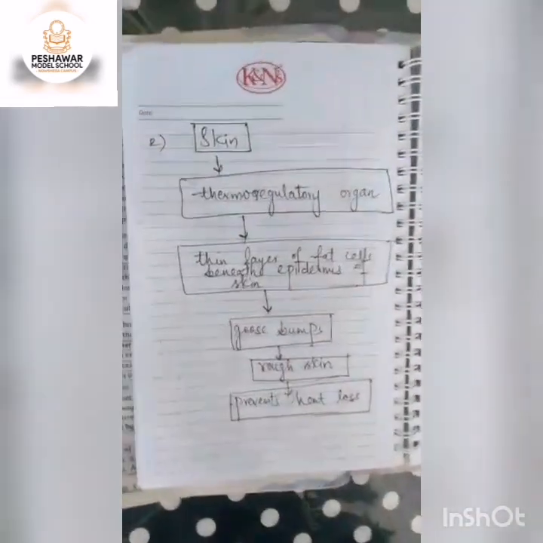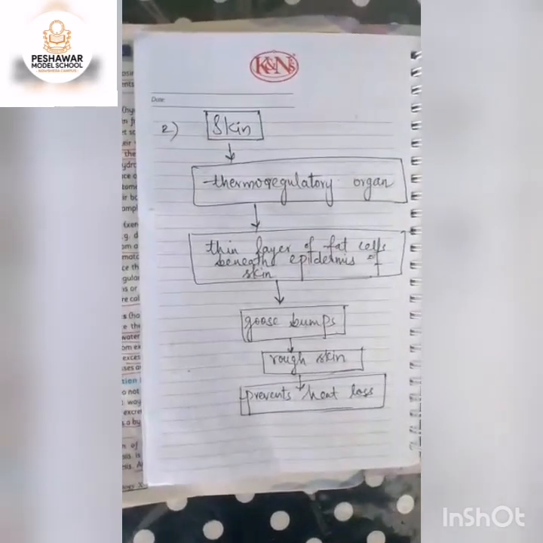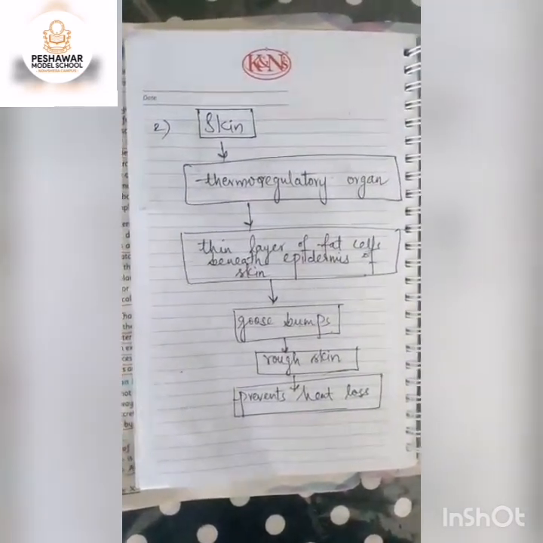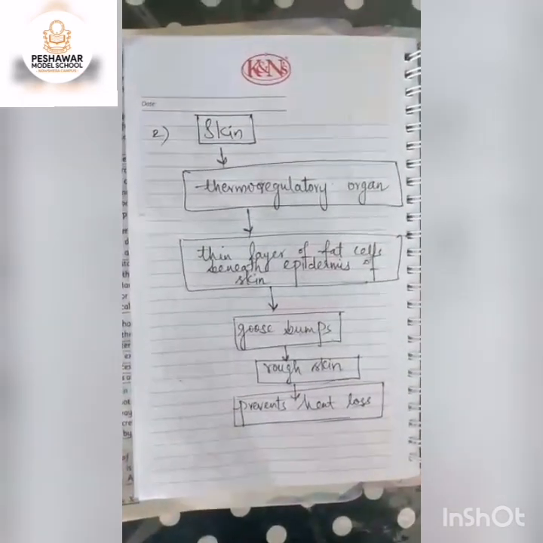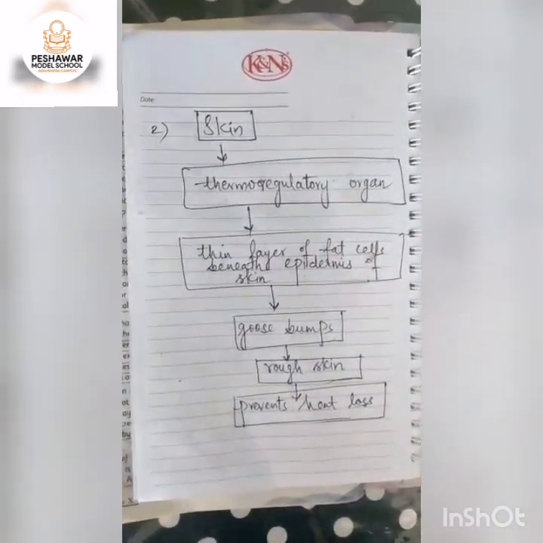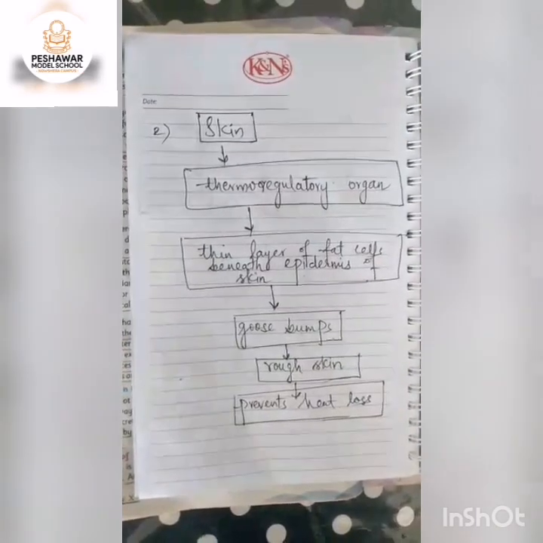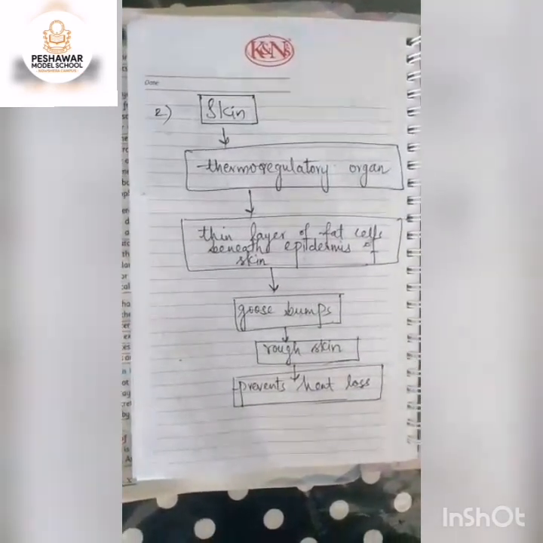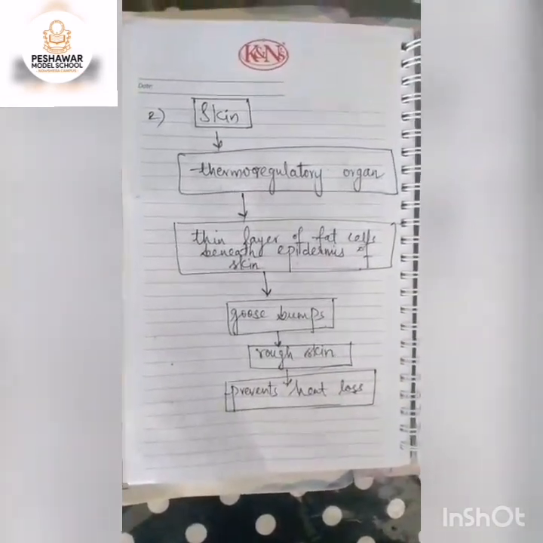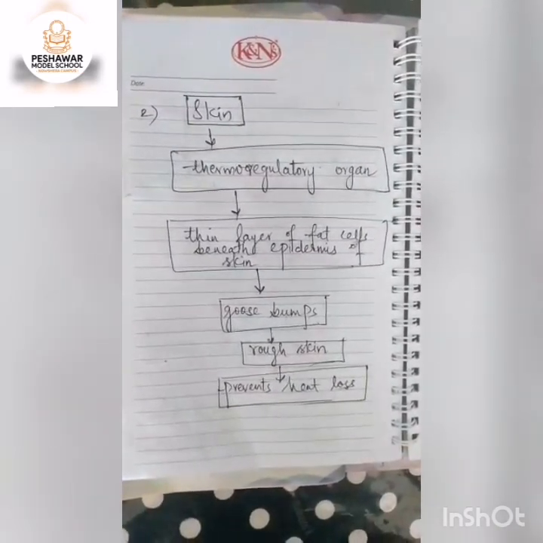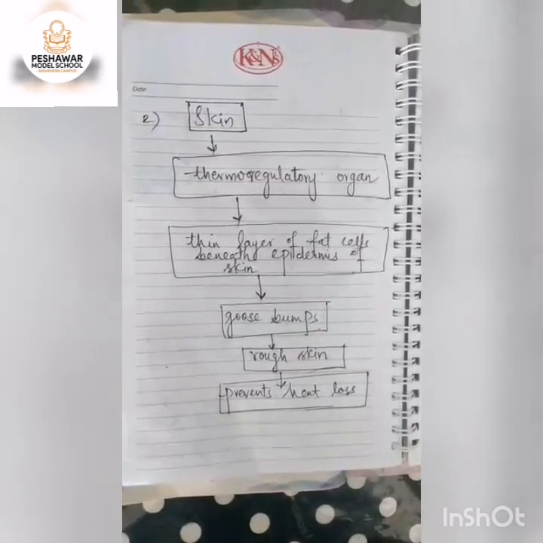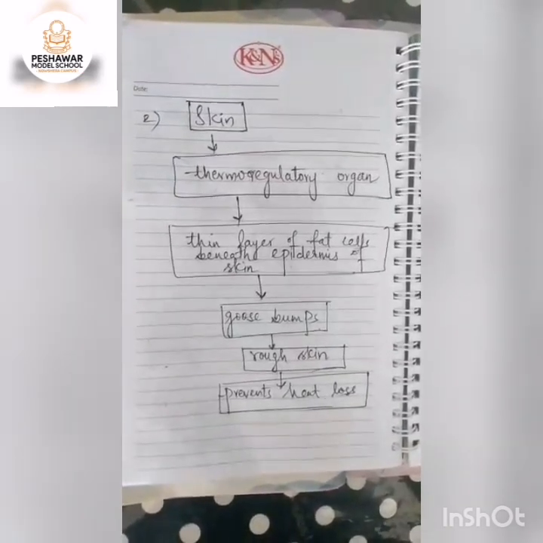Next organ is skin, which is involved in thermoregulation. It is a thermoregulatory organ because it is especially involved in the maintenance of the temperature of the body system. Now there is a thin layer of fat cells beneath the epidermis of the skin. What is the function of this thin layer of fat cells? It prevents the loss of heat from the body, especially in cold conditions. There are goosebumps produced on your skin.